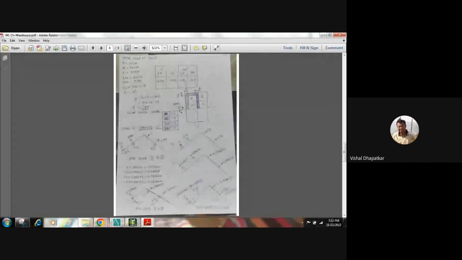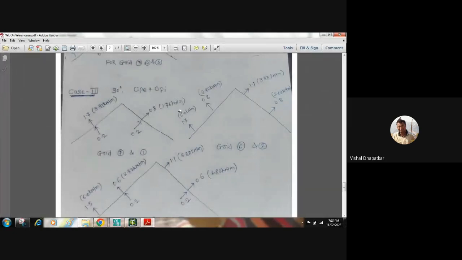So case 2 is our Cp minus Cpi when wind is acting 0 degree. Again we have worked out the local force coefficient and normal force coefficient on the roof surface, and we have arrived at the values of the loads for each grade. Then again third case will be same for 90 degree. Again Cp plus Cpi, again for local force coefficient and normal force coefficient, and we will get the values. Then for the negative or the fourth case is Cp minus Cpi when wind is acting in 90 degree.